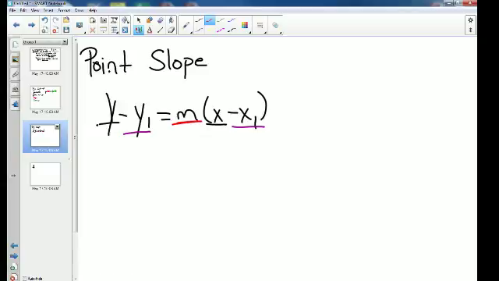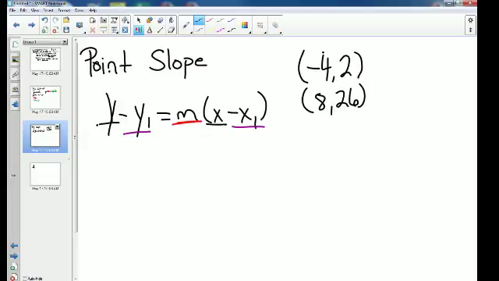An application for this one, like in your math homework, is going to be that they'll give you two ordered pairs and then ask you to write the equation for the graph going through those two points. The one that I picked for us today is (-4, 2) and (8, 26). Initially that can look pretty insane, I mean, there's a 26 in there. It doesn't look very simple, but when you plug it into your point-slope equation, it gets much easier.